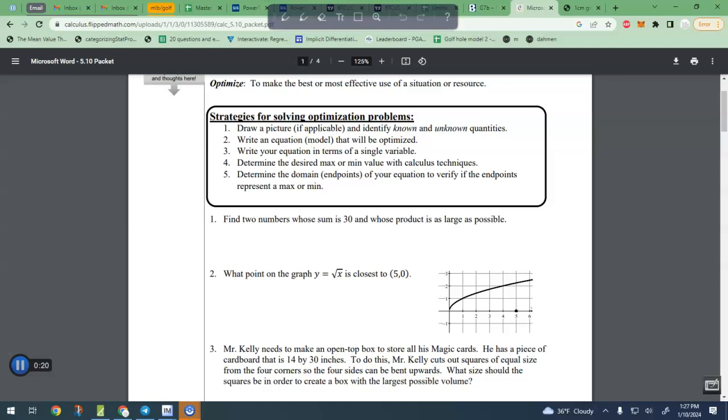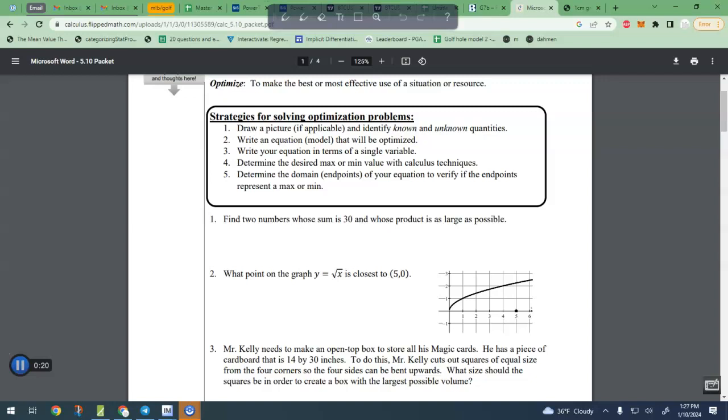Minimum, if you're going into econ, find the minimum amount of money you can spend to do this, or the maximum amount of profit. I'm trying to find the optimal setting for something, maximum or minimum, that makes things work. Some of them are more realistic, like real life things. Some of them are more straightforward, like two numbers.